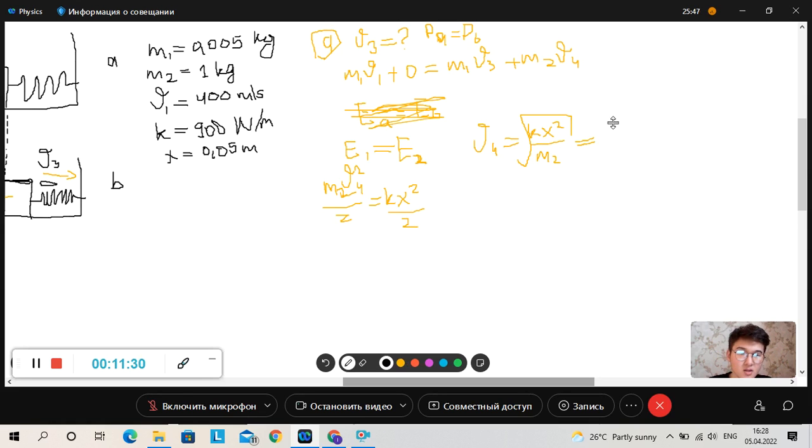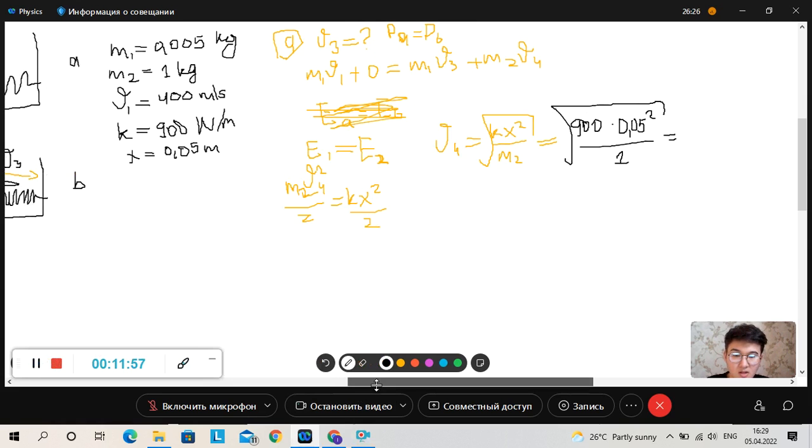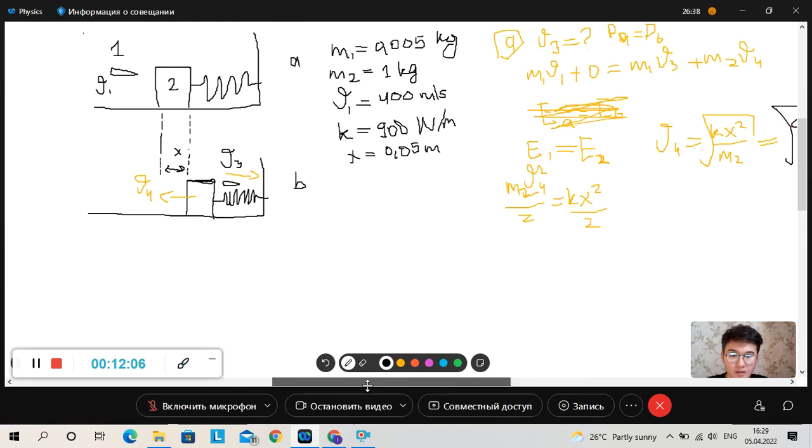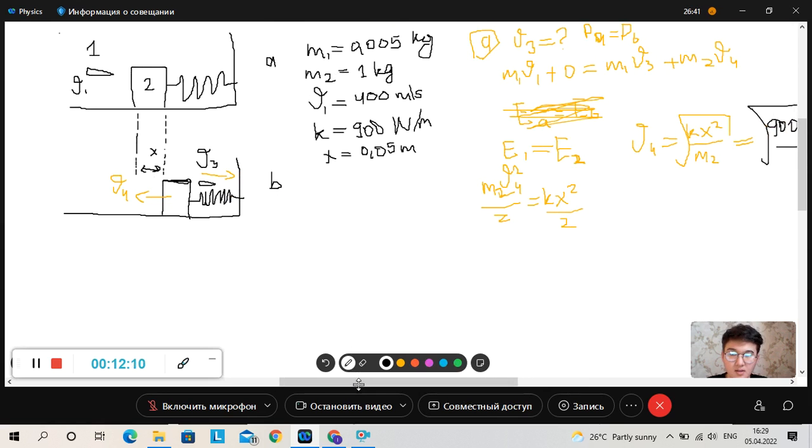K is equal to 900, and x is equal to 0.05, squared, divided by 1, all in the root. I calculated this, and the answer will be 1.5 meters per second. This is the velocity of the block after the collision in situation B.